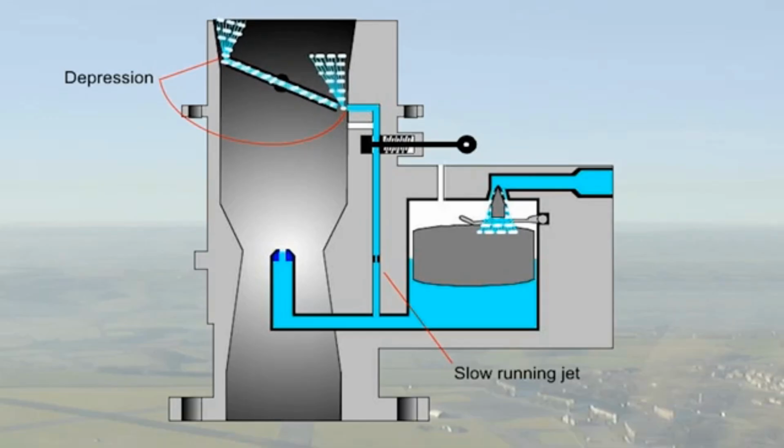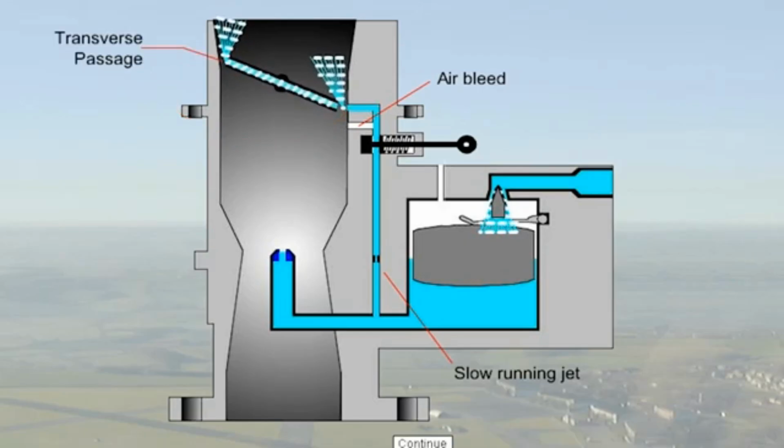The size of the slow-running jet is such that it will provide the rich mixture required for slow-running conditions. An air bleed, opening into the choke tube below the throttle valve, assists atomization. The purpose of the transverse passage drilled through the throttle valve is to evenly distribute the mixture over the area of the induction manifold.